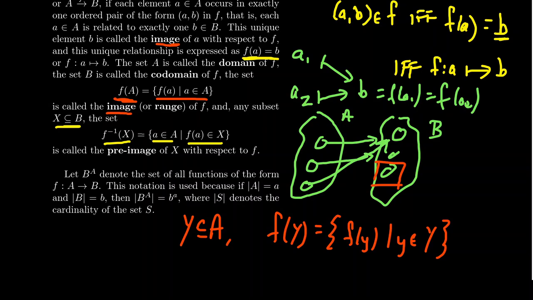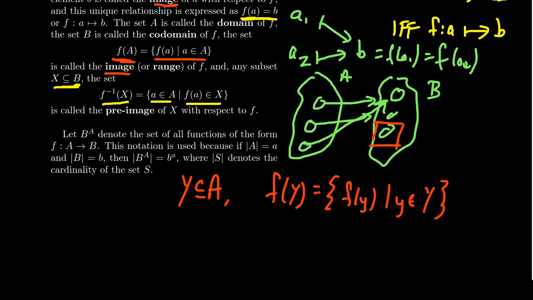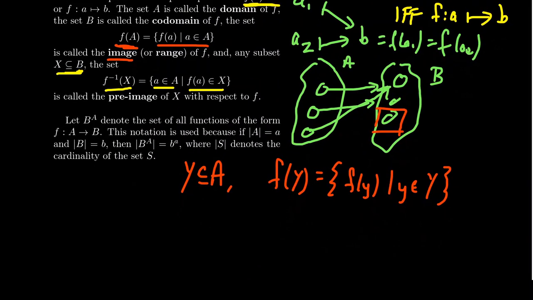And also, there could be multiple elements in A that map to things inside of X. And so if you take the pre-image of a single element inside of the codomain, that could be empty if nothing maps onto it, or it could be multiple elements if there's a lot going on there. We'll see some examples and play around with these things in the not too distant future here.